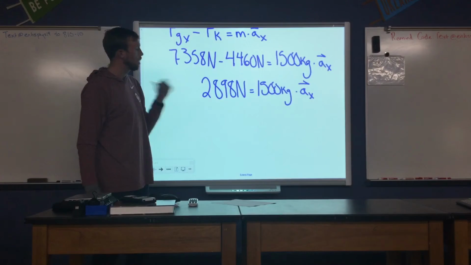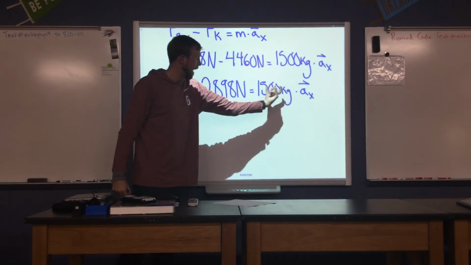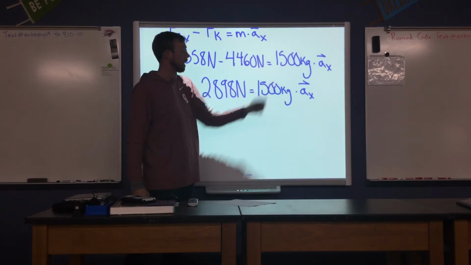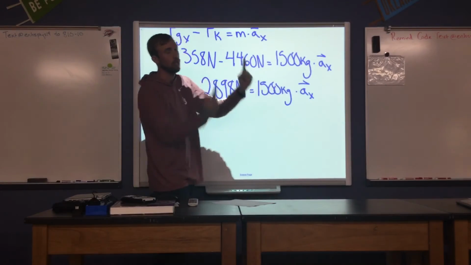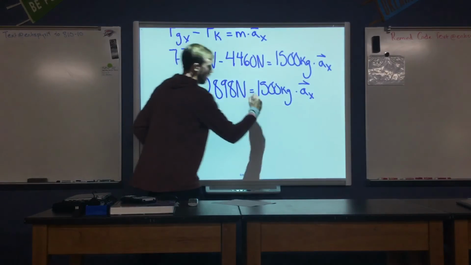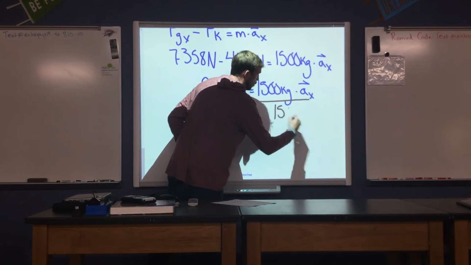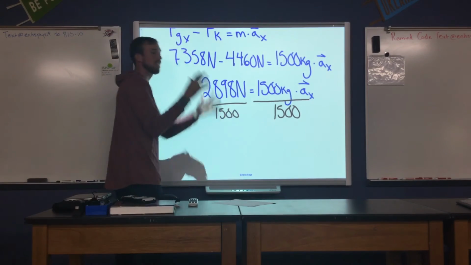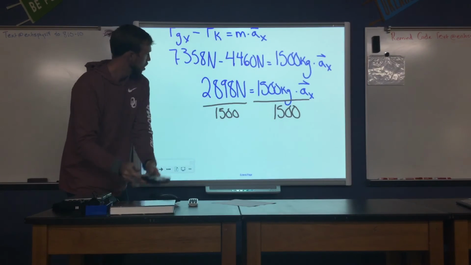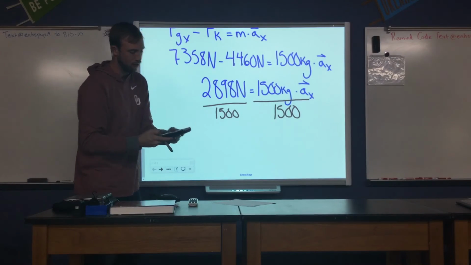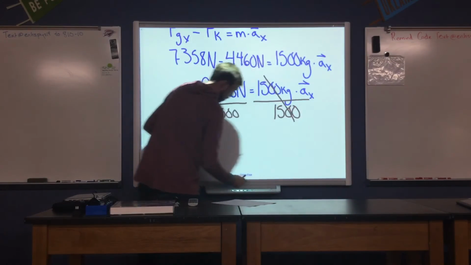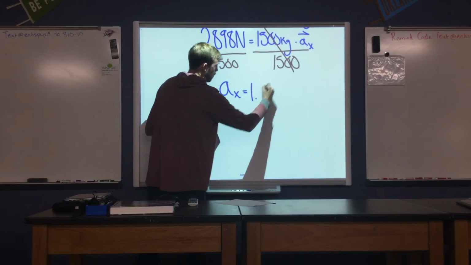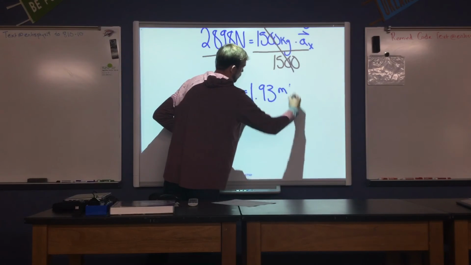And then to get acceleration in the x by itself, I need to get rid of this mass. So remember, because the right side of Newton's second law is mass multiplied by acceleration, we have to divide by mass to get acceleration by itself. I can't just subtract that value. I have to divide it out because it's connected via multiplication. So we'll take 2898, divide by 1500. We get a value for our acceleration in the x direction of approximately 1.93 meters per second squared.